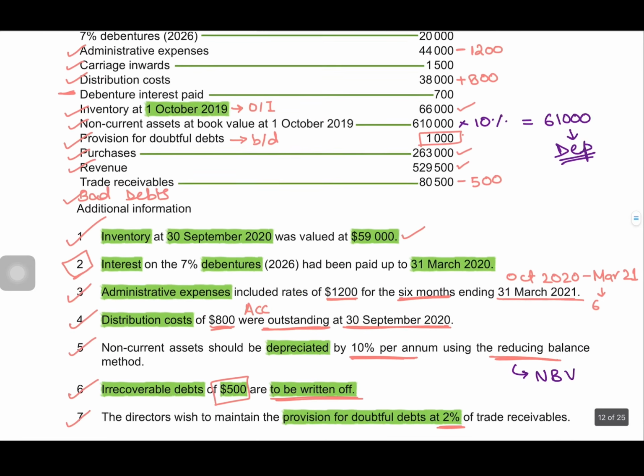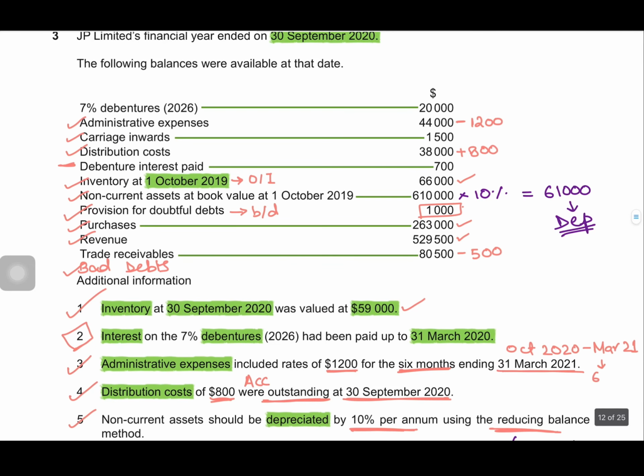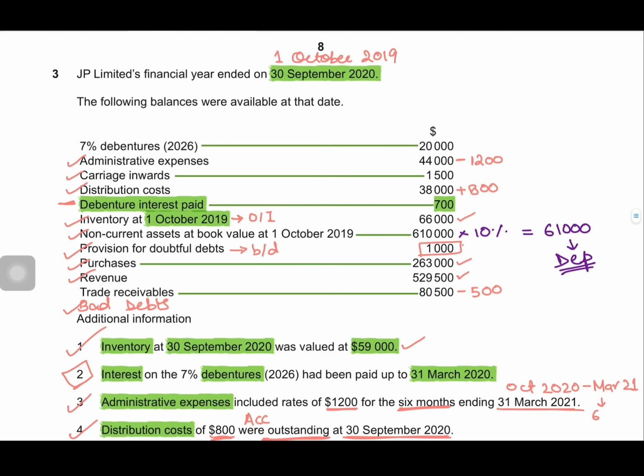Now, let us calculate the debenture interest. The debenture interest amount given to us in the list of balances is how much? It is $700, and this is the debenture interest paid. But please be sure that we don't take the expenses which are paid during the year. No, we take those expenses or the interest amount which is incurred in the current year, right?